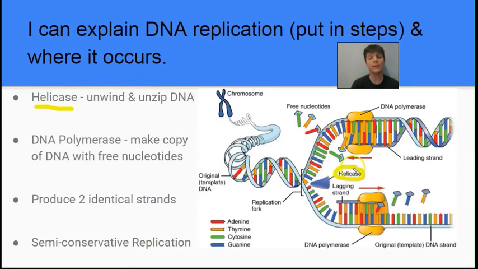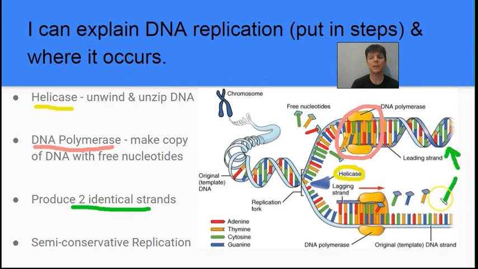In eukaryotic cells, this is occurring in the nucleus because this is the location of the chromosomes. There are some important enzymes involved in the process. Helicase, which unwinds and unzips the DNA. I've circled that in yellow. DNA polymerase, I've highlighted that for you in pink. This is the enzyme that copies the DNA.